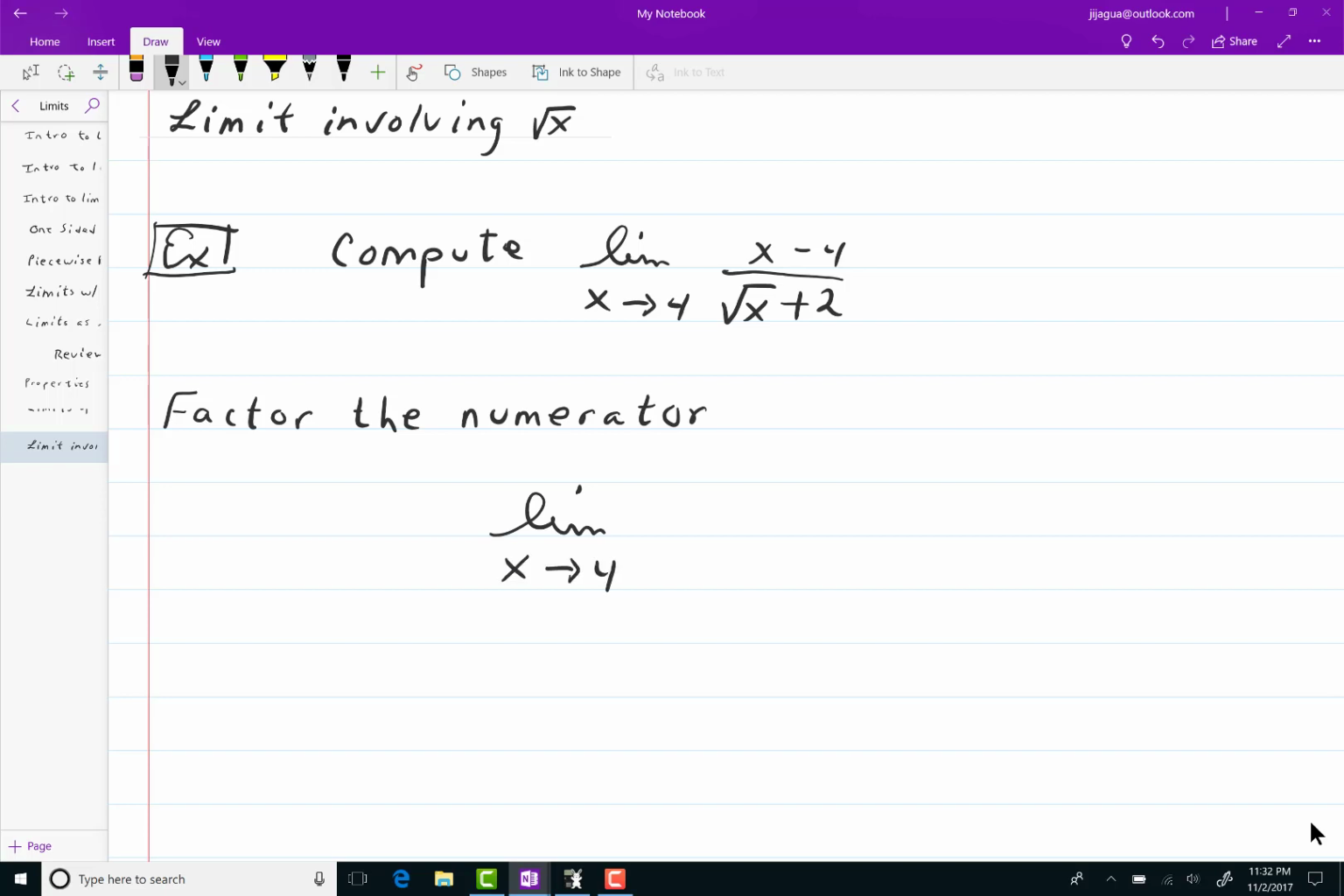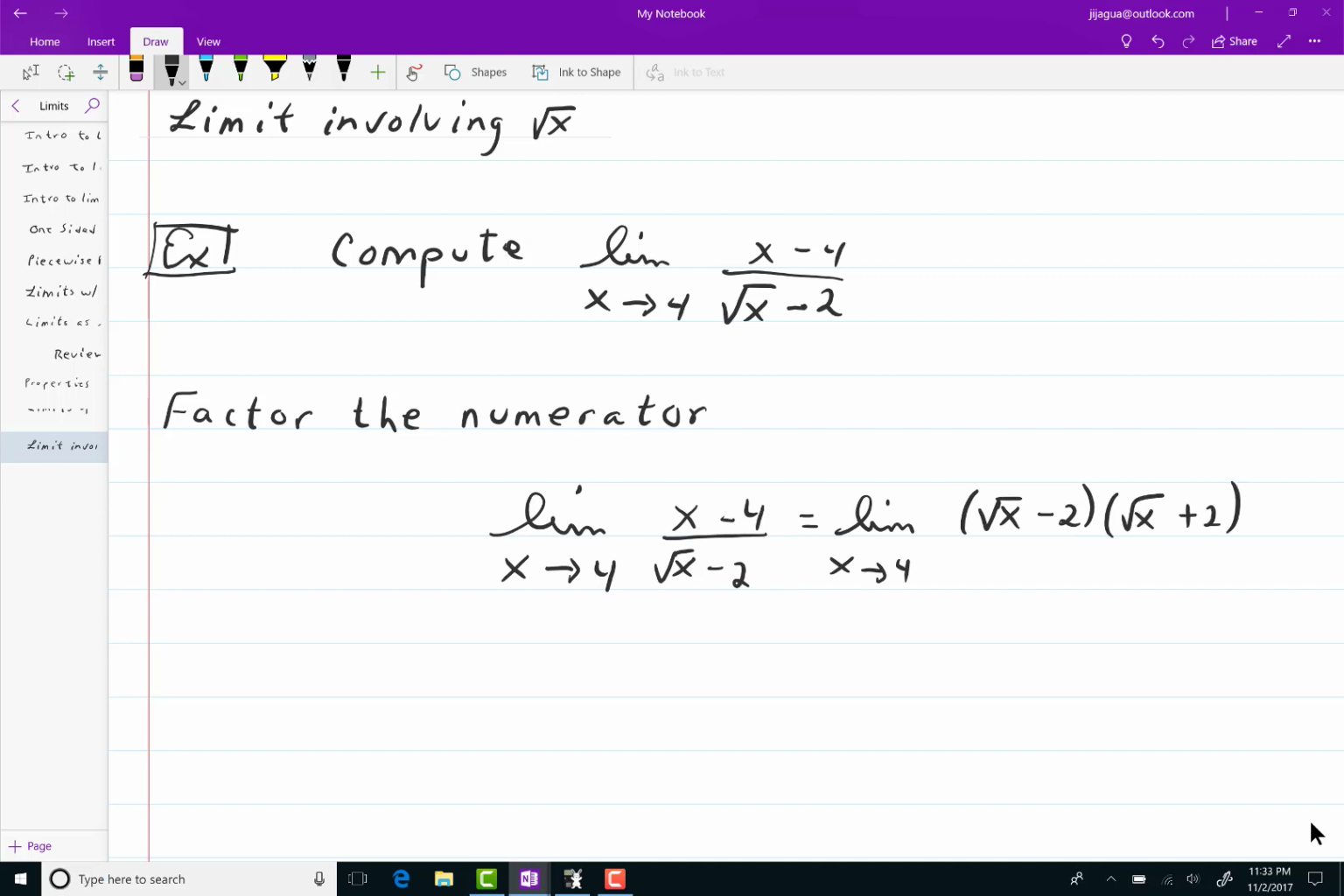I want to factor the numerator. The denominator is radical x minus 2, I just made a mistake there. So the limit as x goes to 4 of x minus 4 over the square root of x minus 2 equals the limit as x goes to 4, where the x minus 4 in the numerator factors as the square root of x plus 2 times the square root of x minus 2.